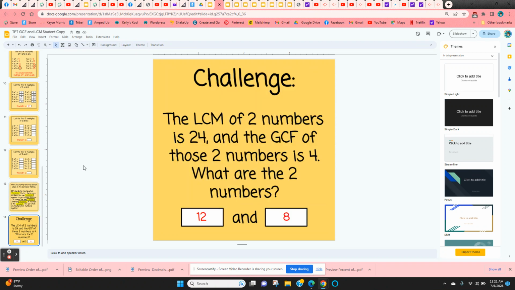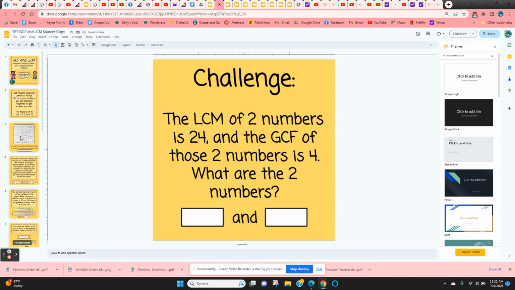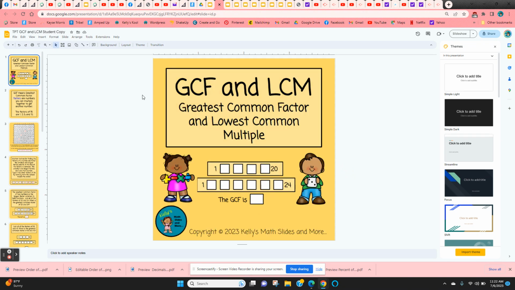Now they have a challenge problem on the last slide. The LCM of two numbers is 24 and the GCF is 4. And it asks them to find what those two numbers are. So they're going to have to just experiment a little bit and they can figure out that that is 12 and 8. So this is a digital lesson on greatest common factor and lowest common multiple.